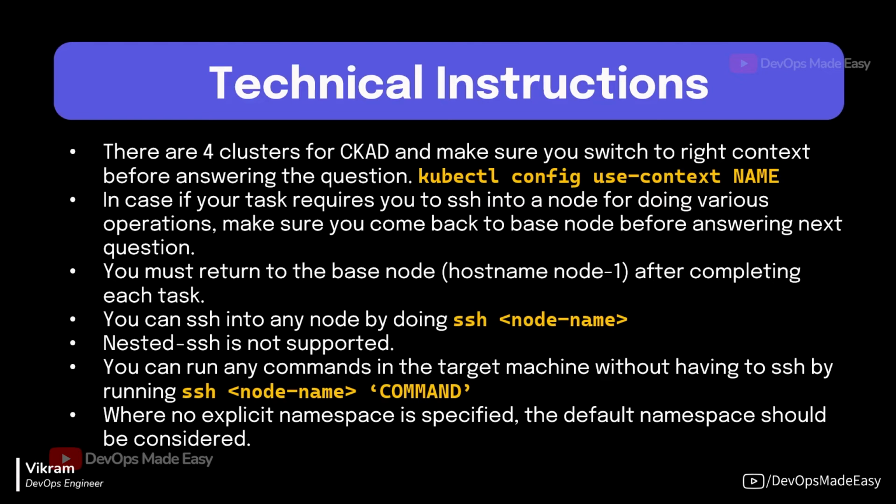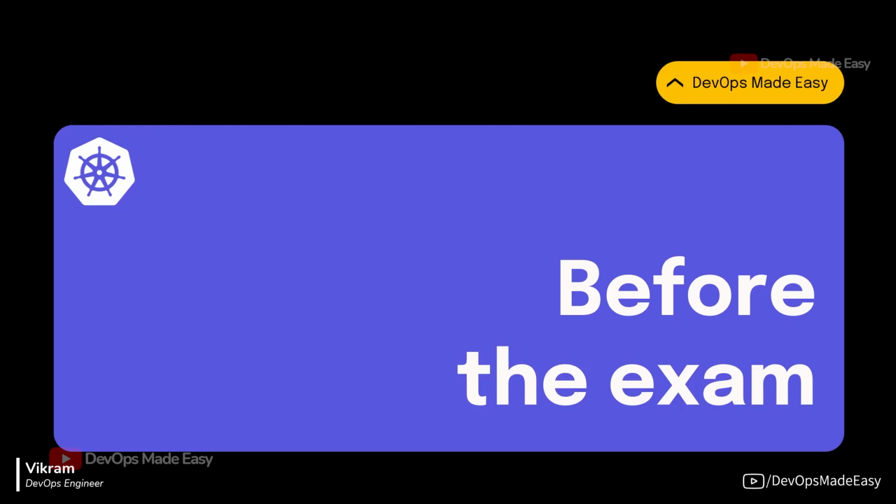And in any case, if the namespace is not specified, you should by default take it as the default namespace. And also if you have to execute any command in any other node, instead of SSHing into that node and executing the command, you can simply use SSH, space, name of the node, space, and within quotes you can use the command. This is as good as SSHing into the particular node and executing that command.